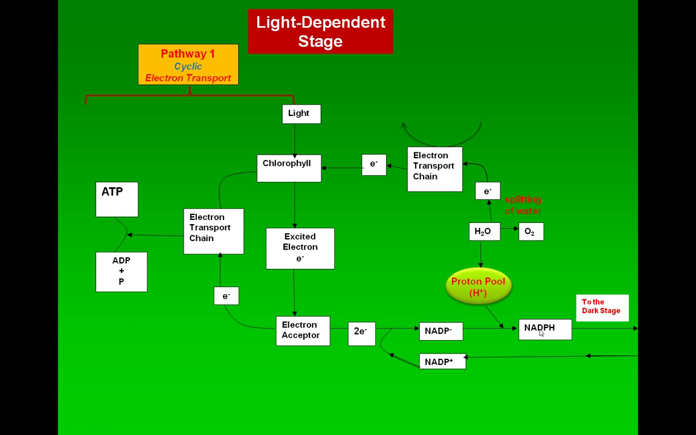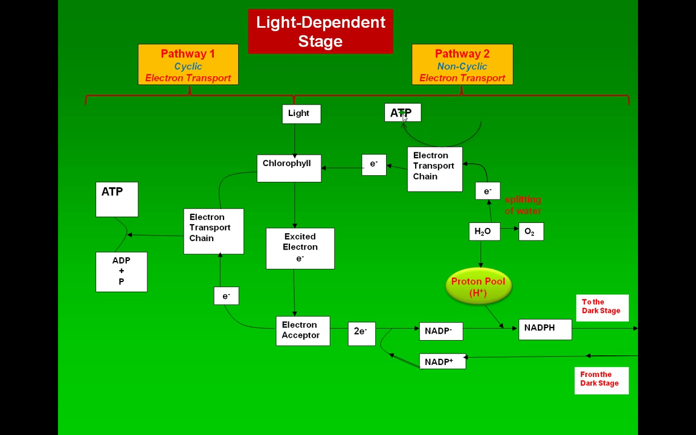But as I said before, ATP is generated then from ADP and phosphate. You get the generation of ATP. So this is what's known as non-cyclic photophosphorylation. This mode of the light-dependent stage, pathway 2, as opposed to pathway 1, generates ATP.